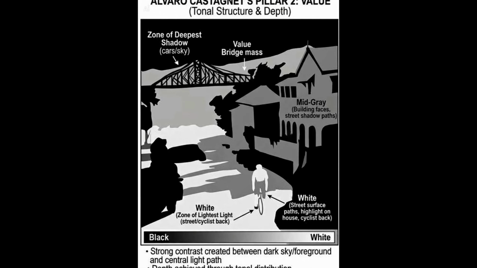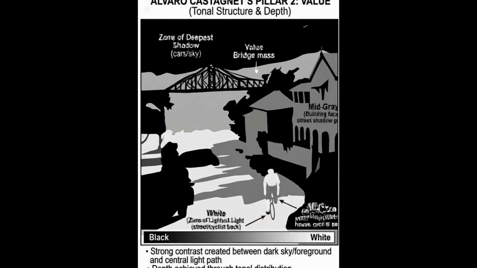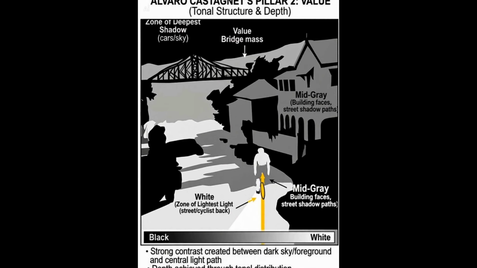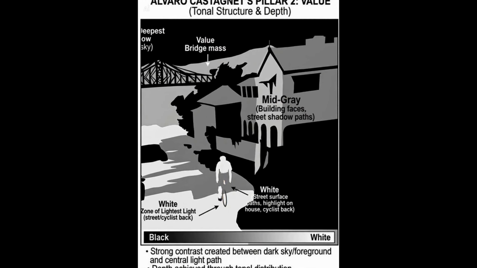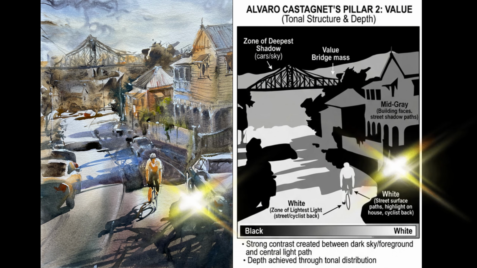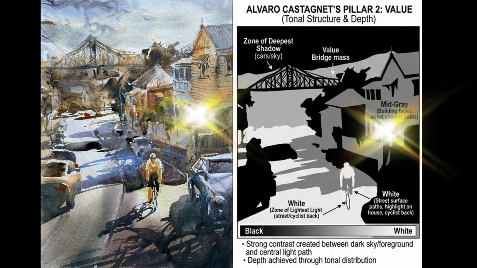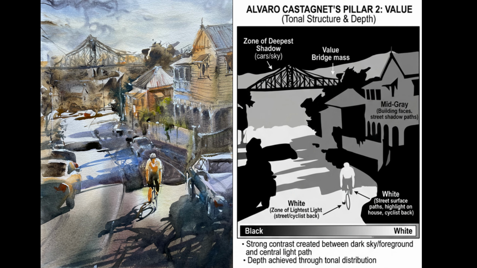Pillar 2. Value. Tonal structure and depth. Value, the range of light and dark, is what gives the painting its sense of space and sunlight. Deepest darks. The cars and sky shadows are the darkest zone, anchoring the weight of the scene. Mid-grays. Building faces and shadow paths occupy the middle tones, creating depth between foreground and background.